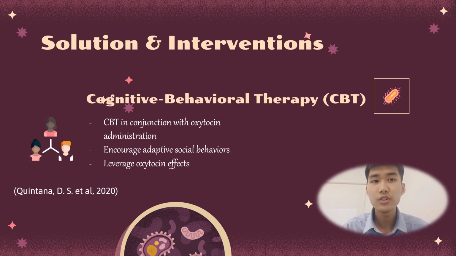Lastly, we have cognitive behavioral therapy, CBT. Using behavioral therapy like CBT in conjunction with oxytocin administration or social instruction could improve the course of treatment. In order to improve therapeutic response and encourage adaptive social behavior, integrative techniques seek to leverage the neurobiological effects of oxytocin.